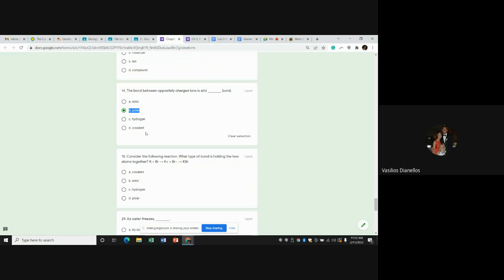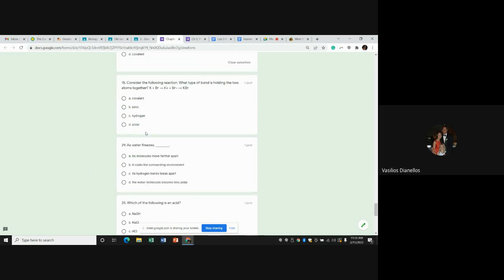All right. Consider the following reaction. What type of bond is holding the two together? I never talked about this in the lecture, but here's the key here. This is positively charged. This is negatively charged. Therefore, it's an ionic bond. If it's positive and negative held together, that is obviously an ionic bond. There's not much else to say about that.